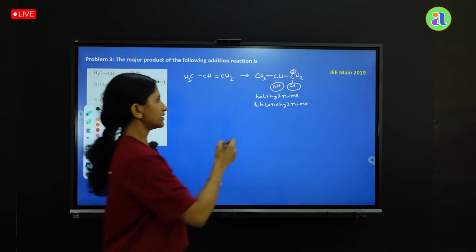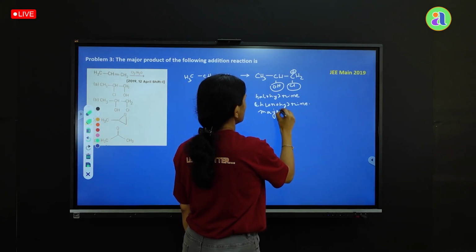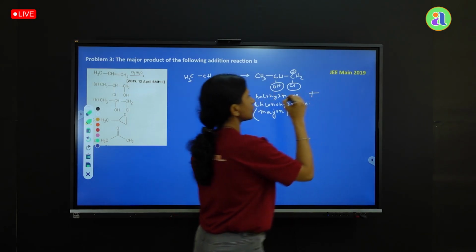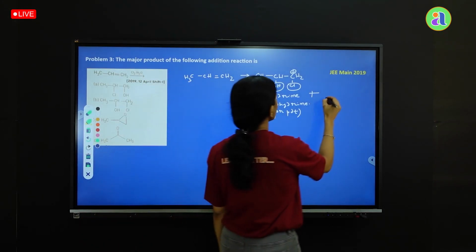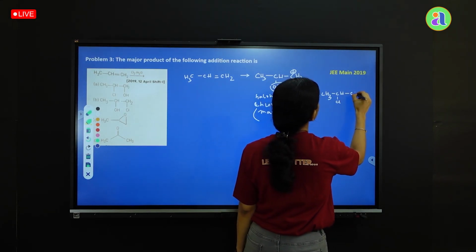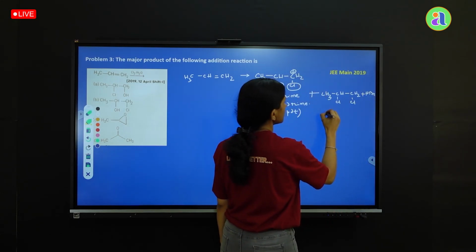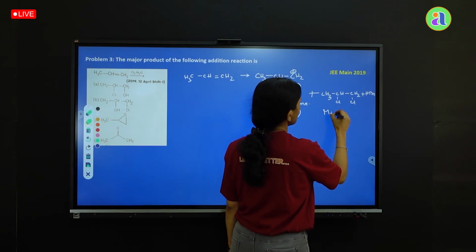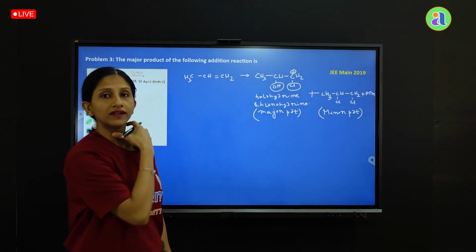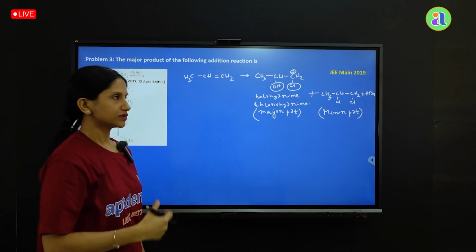Another product is formed, and this chlorohydrin would be formed as the major product. Another two compounds are formed during this reaction, which are CH3CHClCH2Cl plus HBr. The second one is formed as the minor product of this reaction. Now we will see the mechanism of the reaction, how the major product is formed.